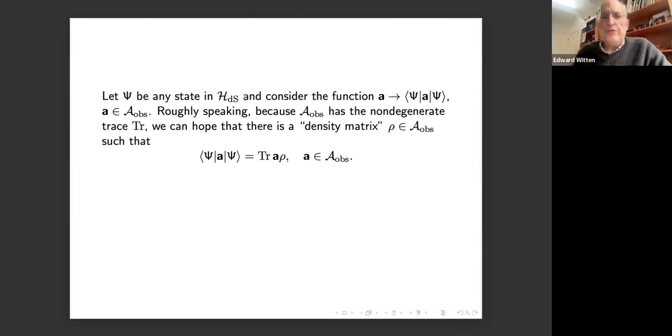But here I want the de Sitter Hilbert space tensored with the Hilbert space of the observer. So this is any state of the bulk fields together with the observer. Roughly speaking, because the observer algebra has a non-degenerate trace, you can hope that there's a density matrix in the observer algebra such that the expectation value of A in the state psi would be the trace of A times the density matrix. In other words, once you have a trace, you can hope to introduce density matrices as in ordinary quantum mechanics.